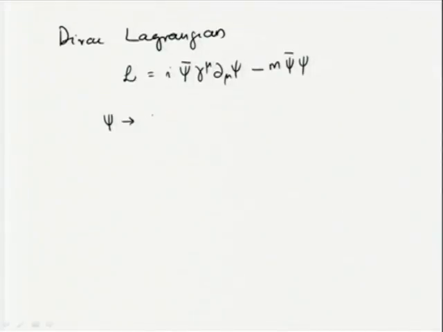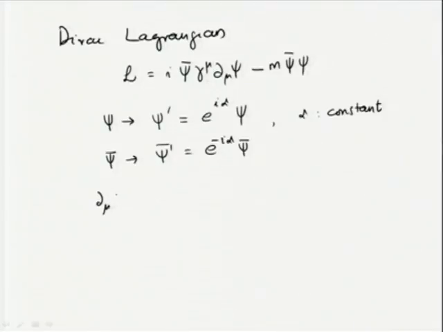of psi which goes to some psi prime, which is equal to exponential i alpha times psi, where alpha is some constant, some kind of a phase factor which we add to psi. Psi bar will go then as e power minus i alpha psi bar. And the other element in the Lagrangian is the derivative of psi.